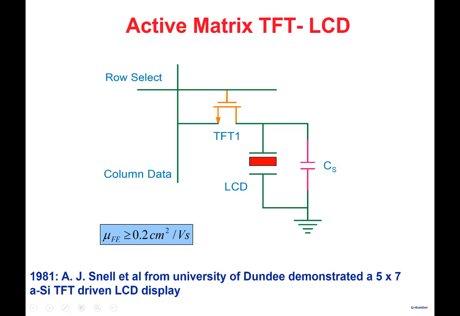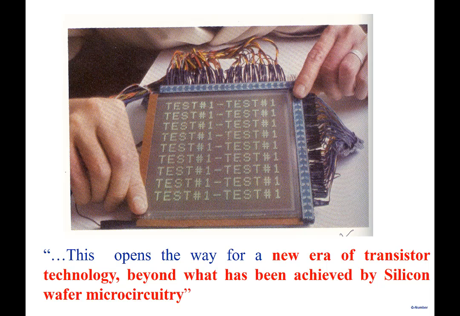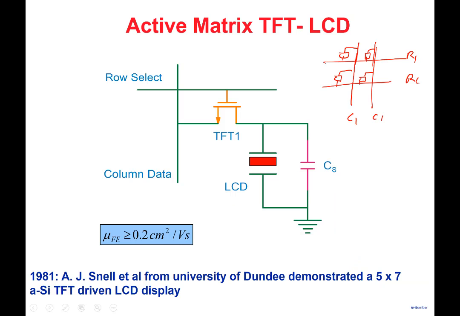It would be arranged in the form of a matrix. If I were to draw a display like this, let's say a 2x2 display here, 2 rows, R1, R2, and 2 columns, C1 and C2. At the intersection of each, we'll look into displays later on, there is a pixel. And each pixel looks like this here.